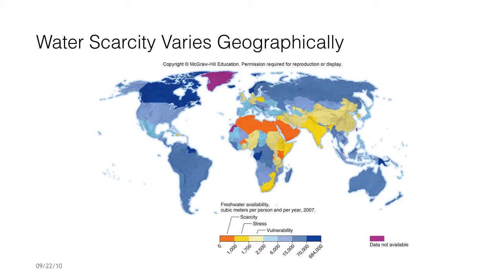This figure shows freshwater availability in cubic meters per person per year in 2007. Note that China is vulnerable to water shortages due to drought in its northern and western regions, even though its southeast has been suffering catastrophic floods. Not surprisingly, the biggest problems in water stress and scarcity occur in Africa and Asia.